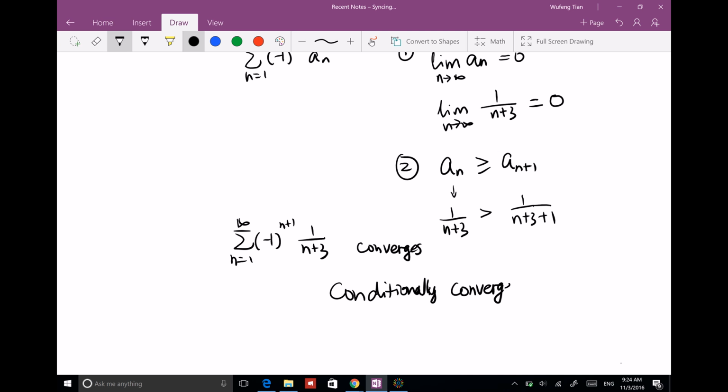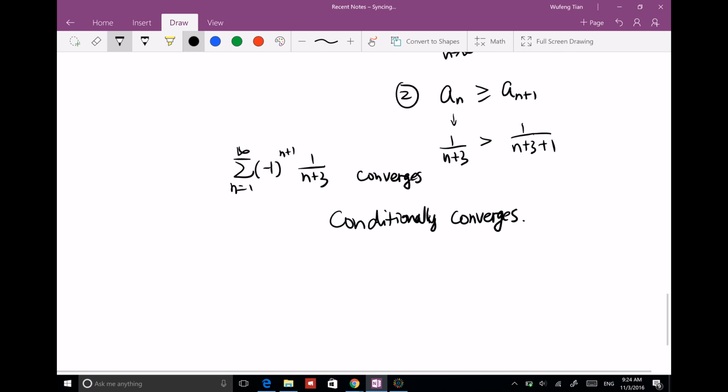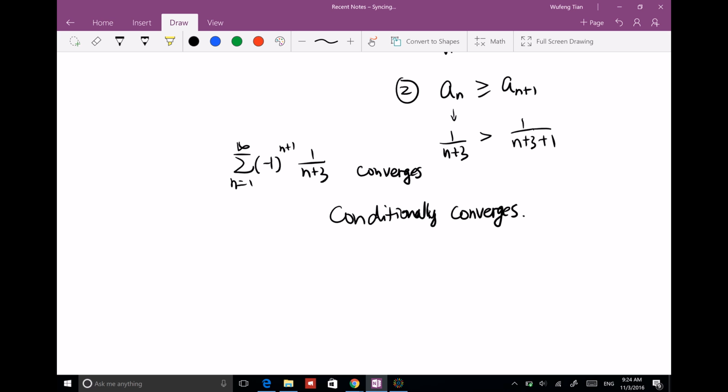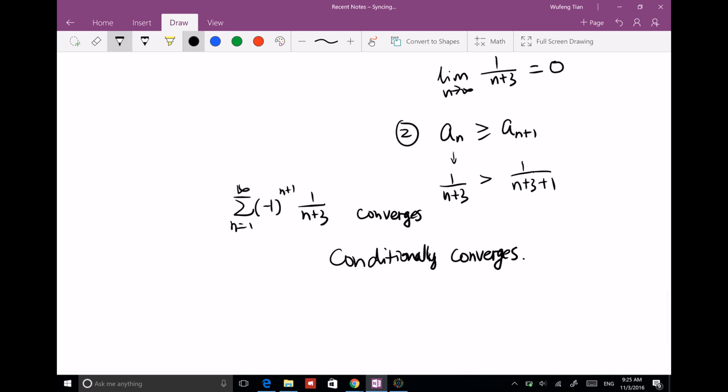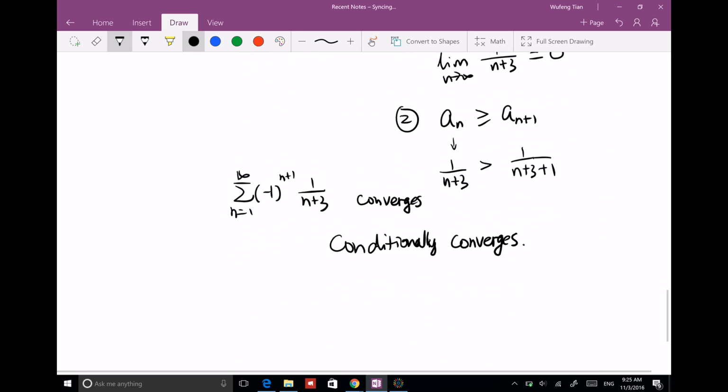In your homework, you have a lot of problems to practice about converging or diverging series. Okay, and next example, 4.5. The series n from 1 to infinity, negative 1 to the power n, times 2n plus 3 over n plus 10. I'll give you 5 seconds. Look at this one.